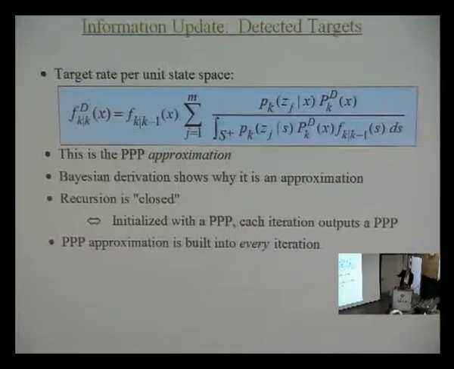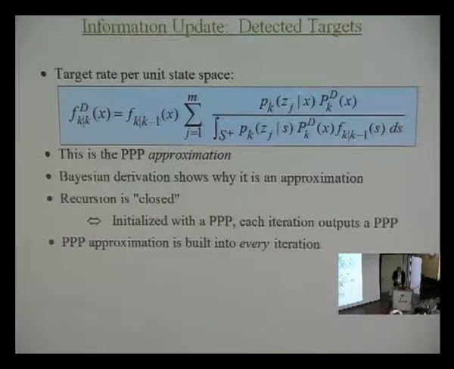So the detected target update is the prediction times this sum over the data. We are actually almost done. This is an approximation because I set the expected number equal to the estimated number. That's an approximation. The character of the approximation would become clearer if I went through a Bayesian derivation, but this is very intuitive, especially if you can take some time later to think about each of the steps I just showed you. But with the approximation built into every step, I start with a PPP and I end up with a PPP, and the recursion is closed.